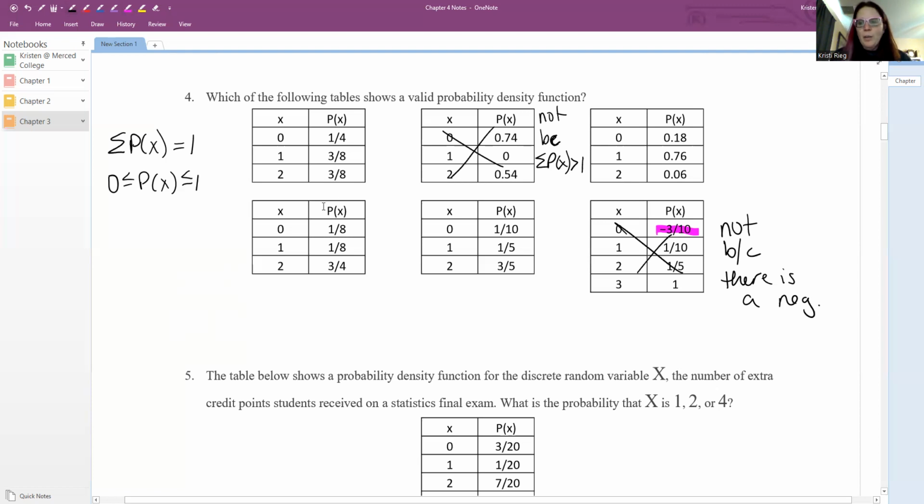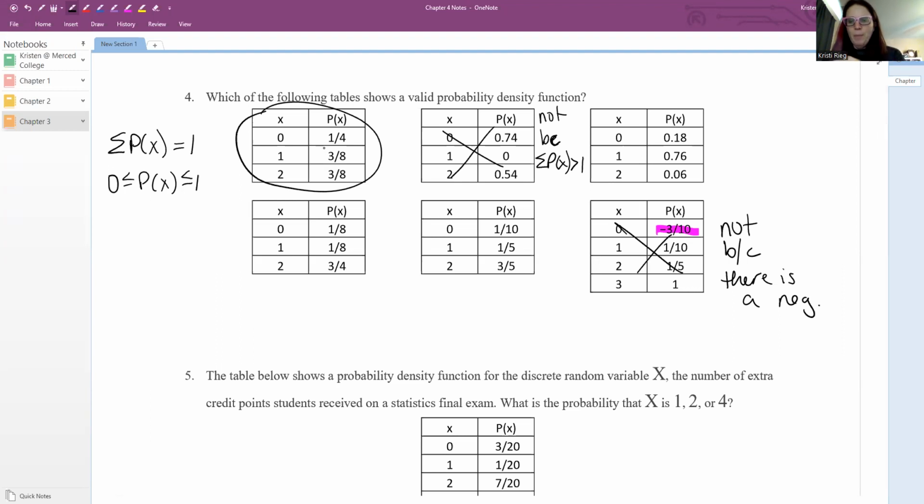All right, so the other ones, we can just do a quick check on our calculator. It doesn't matter how you enter the fractions, if you use the fraction button or if you use the division key, as long as you're just typing each number in and then you hit plus. So 1/4 plus 3/8 plus 3/8, that equals 1. Everything there is in between 0 and 1, so that's good to go.